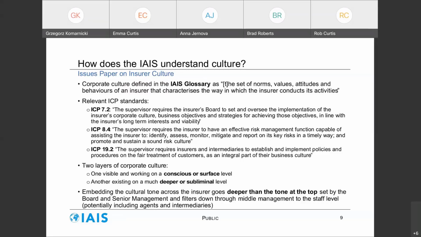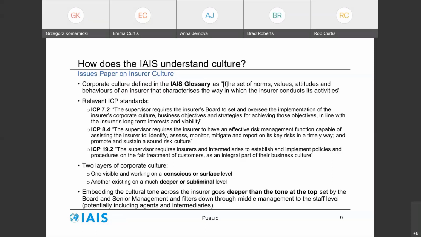And it potentially also includes agents and intermediaries of the firm. So we do agree that agents and intermediaries are an important part of the cultural makeup of the insurer's business. But as a first step in the paper, we're focusing primarily on cultural elements relating directly to internal staff within insurers. But as we mentioned in the paper, the relevant elements of ICP 19, which are applicable to insurers, will also apply to intermediaries.